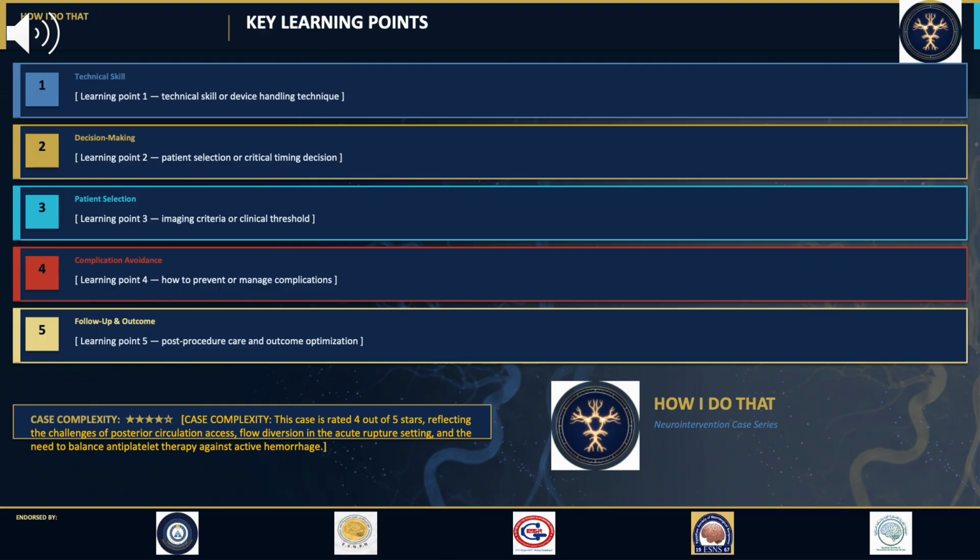The tortuous vertebrobasilar anatomy and small caliber of PICA make this technically demanding. The Pipeline Shield's phosphorylcholine surface modification reduces thromboembolic risk, which is especially valuable in small caliber posterior circulation vessels.